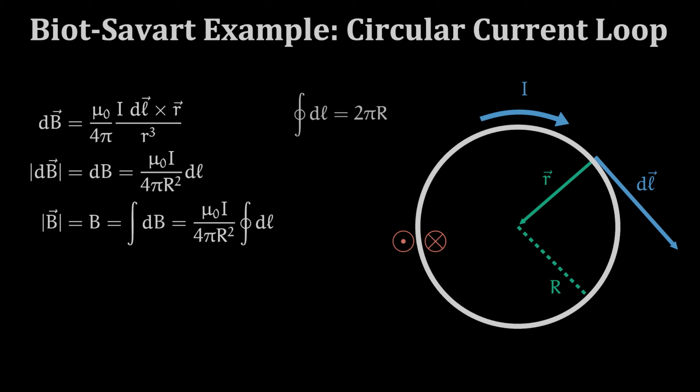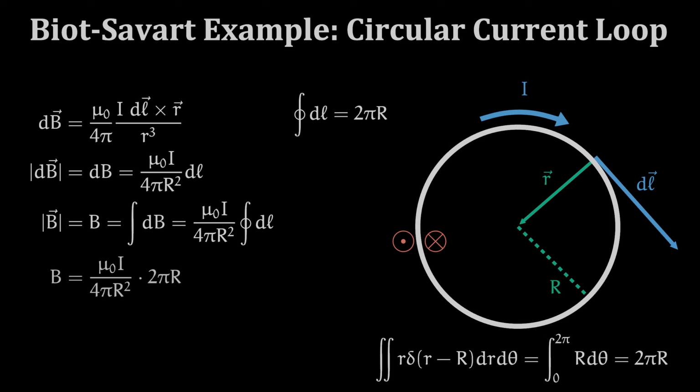Another way to see this is to start at the center of the current loop, where we are calculating the B field. To integrate around the loop in cylindrical coordinates, we need to first integrate along the radial direction. Our wire only exists at a single value along this radial integration, which is reflected by this Dirac delta function. Then, we need to integrate the angle from 0 to 2 pi so that we get the entire length of the wire. Sure enough, we get the same result. Simplifying this result, we get the common equation for the B field at the center of a current loop.